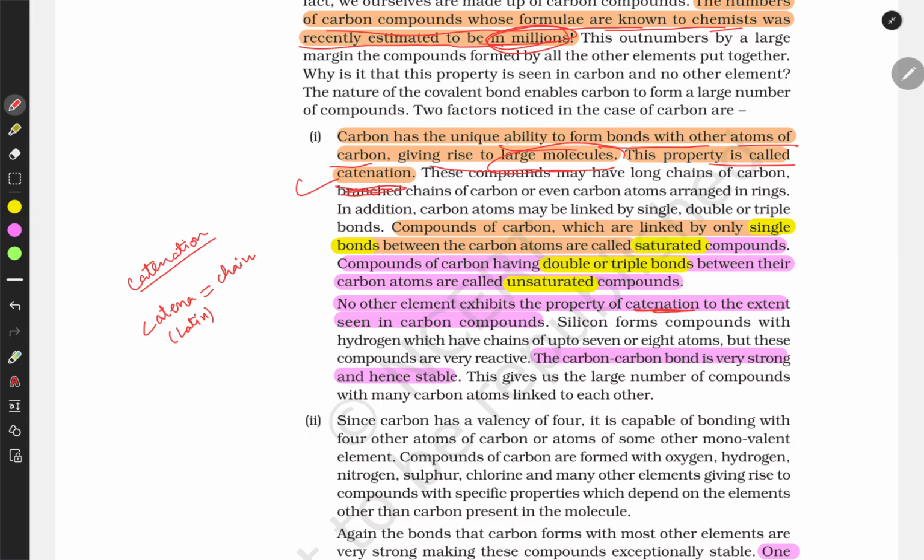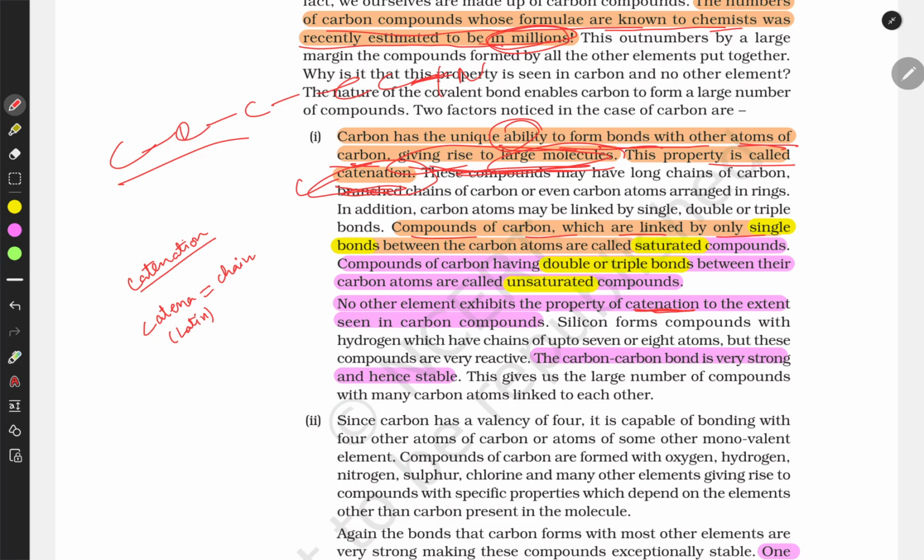What is catenation? The ability to form bonds with other atoms, giving rise to a large number of molecules. If carbon is forming bonds with lots of other atoms, like N, this property is called catenation, and carbon has this catenation property.